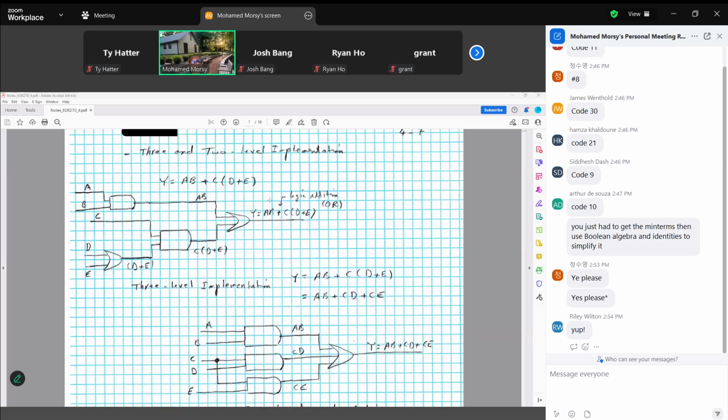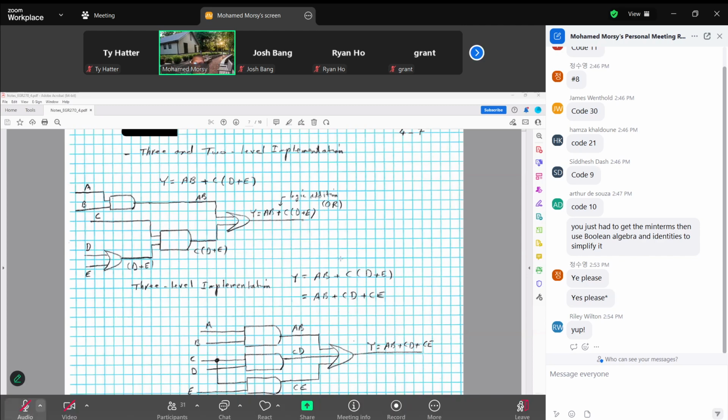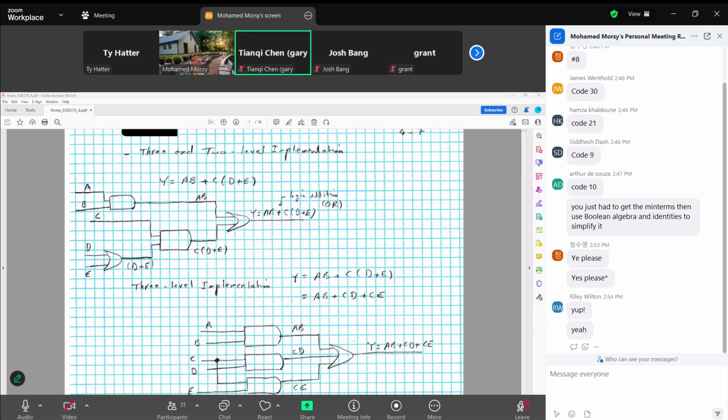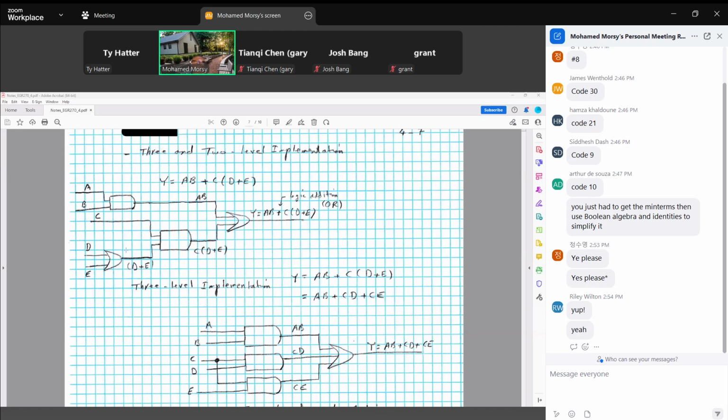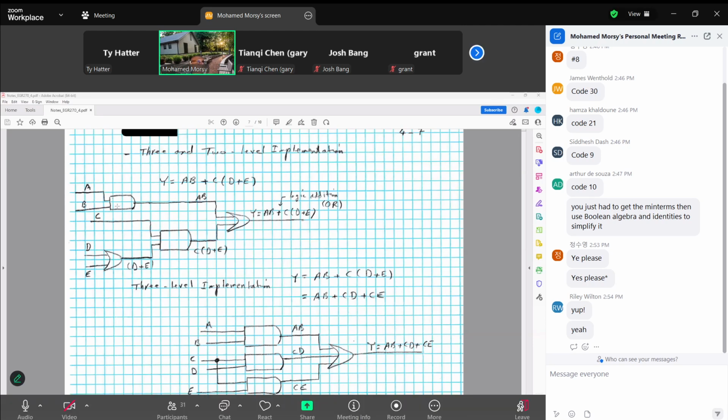look at the maximum number of gates starting from the input, like D and E inputs. Everyone sees the screen? Yes. If we go from D and E inputs up to Y, how many gates do we pass through? This OR gate, the AND gate, and then the OR gate. But the other one, A and B, is just 2. So we consider 3. So this is called 3 level implementation.